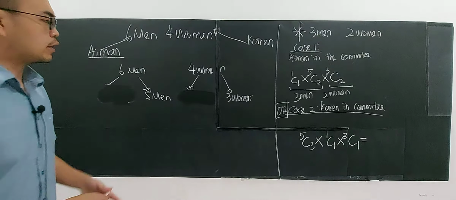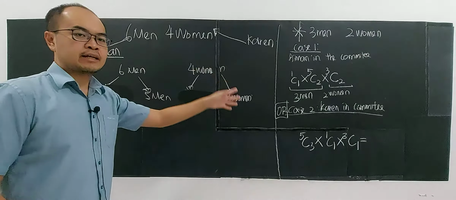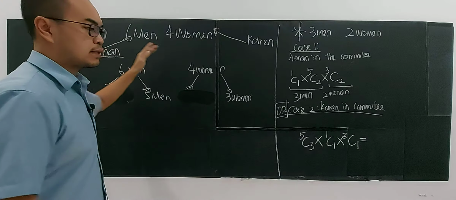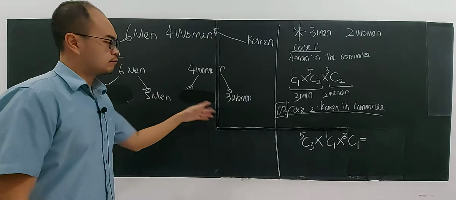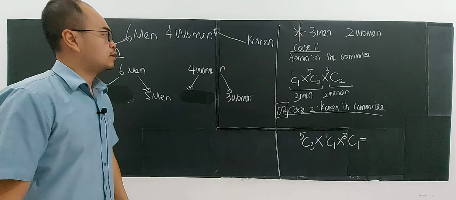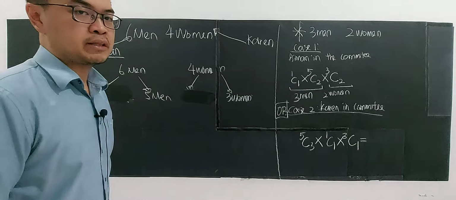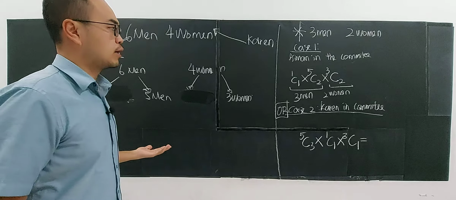Okay? You two are fighting. It's difficult for me to decide between Karen and Aiman, never mind. You two go home. Okay? So now the two are also not in the committee. We can also solve the problem this way, right?